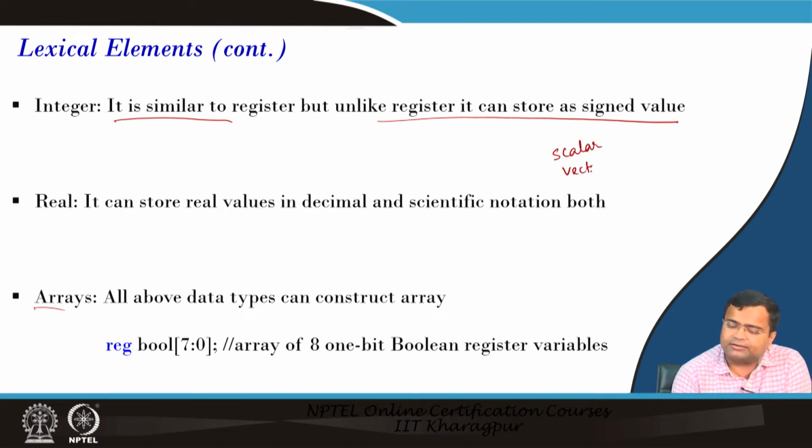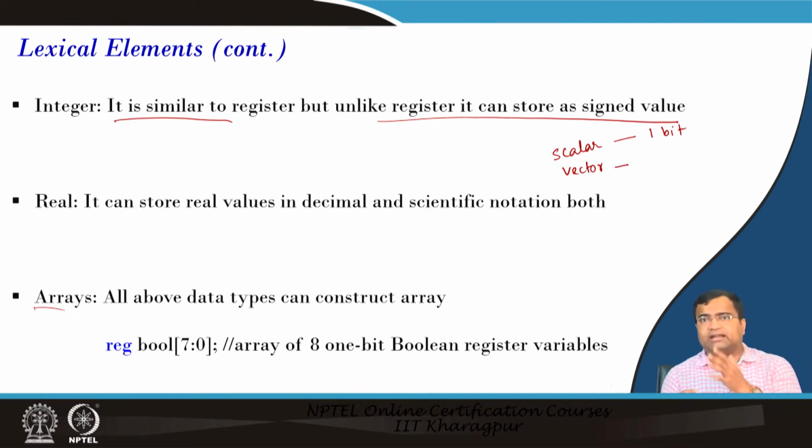and vector data. What do we mean by scalar? If the signal is only 1 bit, that means it is a binary 1 bit, then it is a scalar, which can either take 0 or 1. But if it is more than 1 bit, that means 2 bit or higher, it is vector data. That means you have multiple points and we need to take that into account.